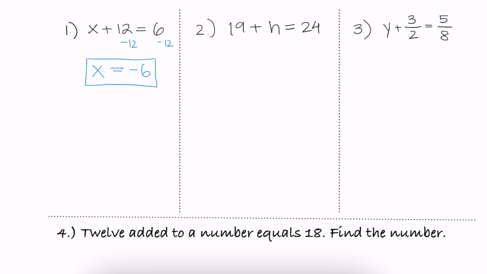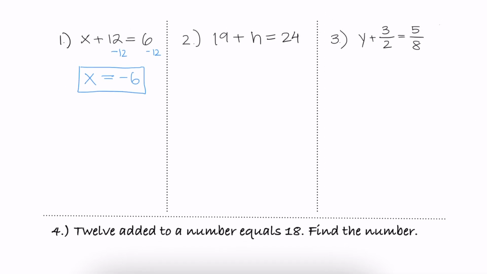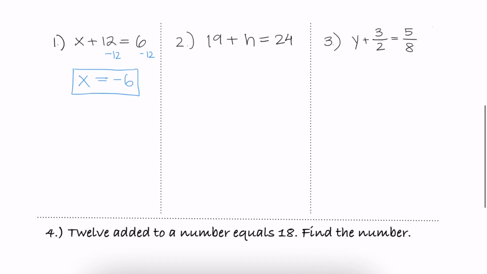Okay, number 2, 19 plus h equals 24. Same thing here, we have to get rid of this 19 so that the h is on one side by itself. So we're going to have to subtract 19 from both sides. 19 plus h minus 19 is just h, and 24 minus 19 is 5. And there's our answer for that question.